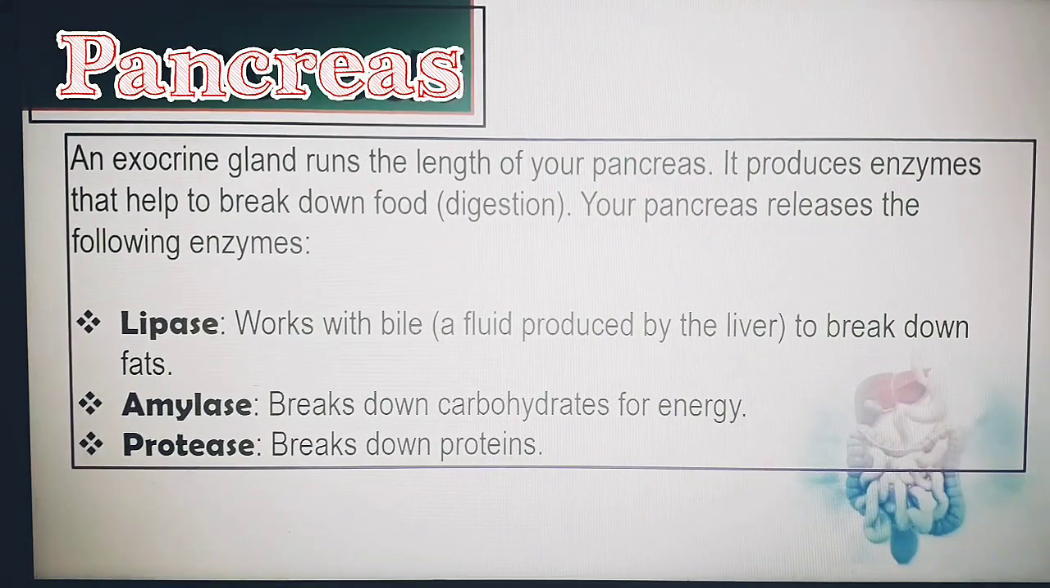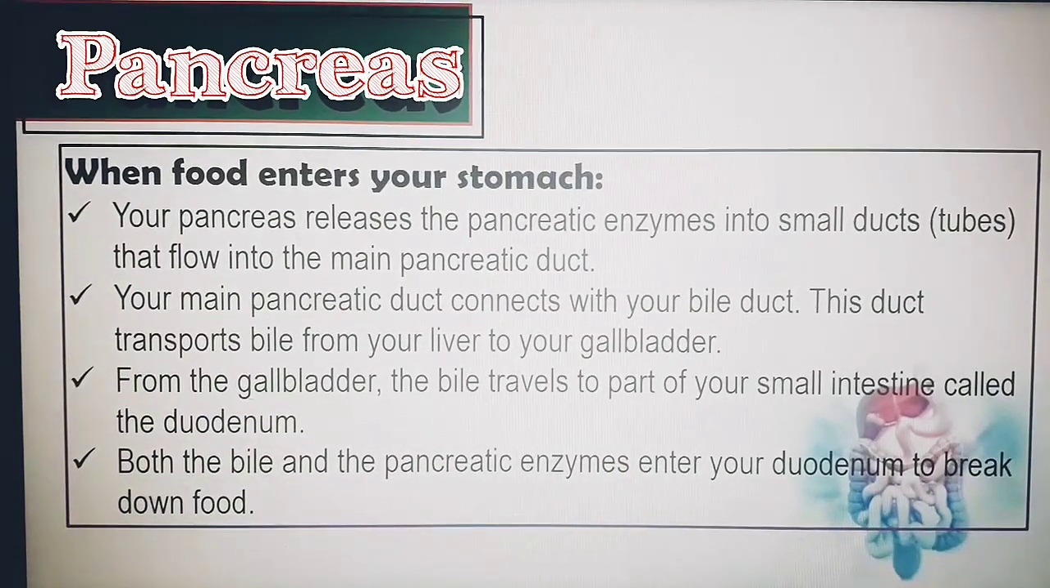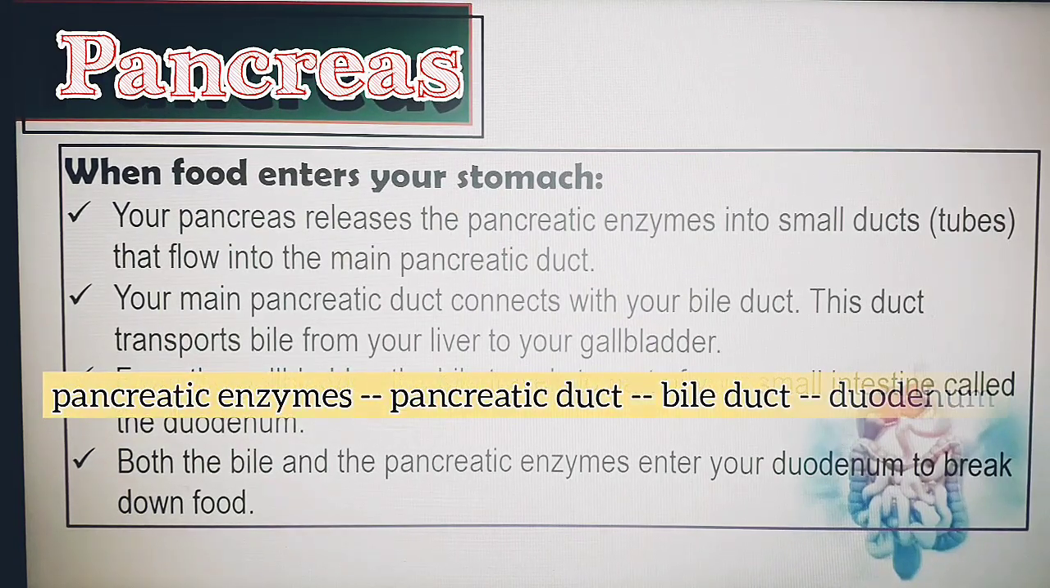An exocrine gland runs the length of your pancreas. It produces enzymes that help to break down food. Your pancreas releases the following enzymes: lipase, amylase, and protease, which break down your proteins. When food enters your stomach, your pancreas releases the pancreatic enzymes into small ducts that flow into the main pancreatic duct.